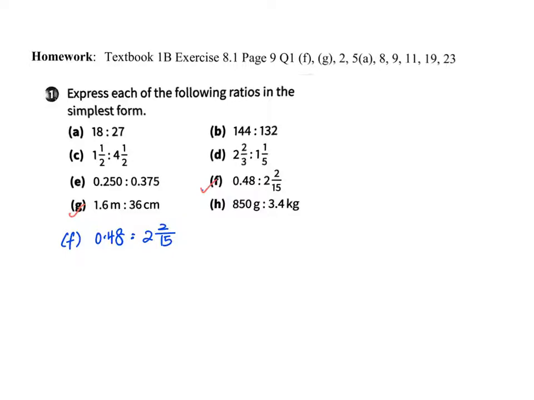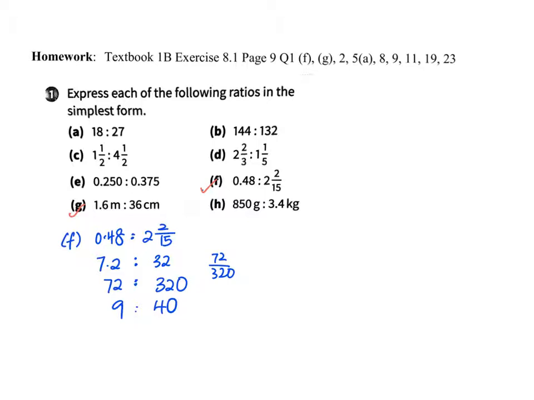Okay, so 0.48 times 15, and that gives me 7.2 is to 32. Alright, then I do not want a decimal, so I'm going to multiply by 10 to make it become a whole number. So if I multiply by 10 throughout, this is what I'll get. And next, I'm going to use my calculator to help me, and it simplifies to the ratio 9:40.